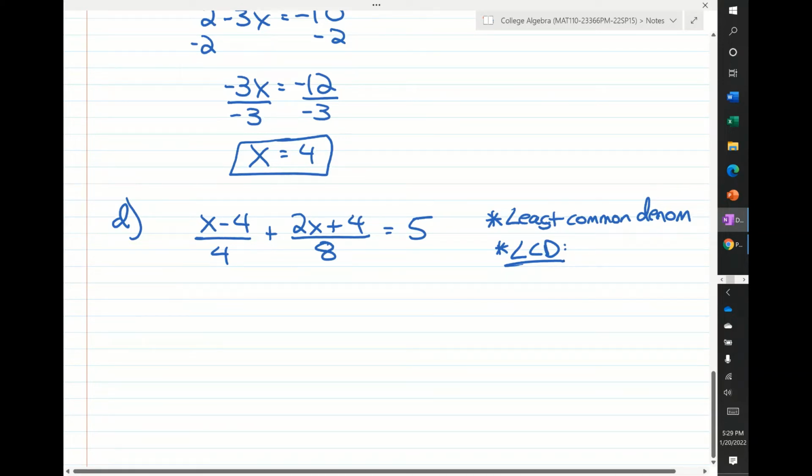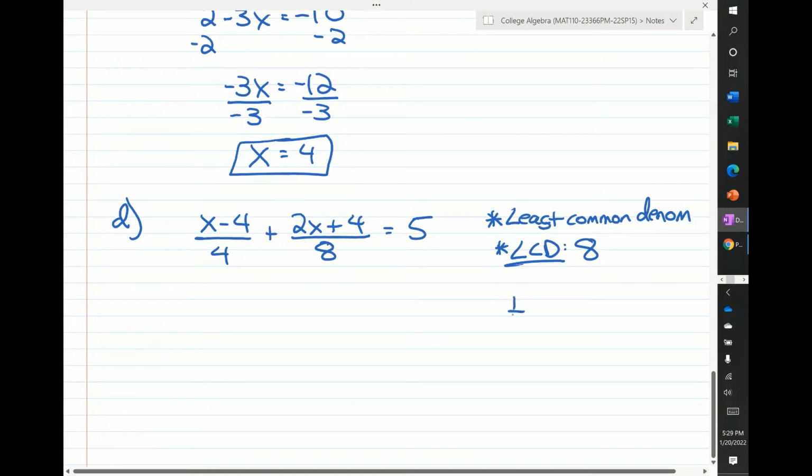If you say 4, can you divide 4 by 4? Yeah. Can you divide 4 by 8? No. I heard somebody say 8. Can you divide 8 by 4? Can you divide 8 by 8? That's the smallest number that you could do that. You could also use 32, you could use 16. The smallest number that you could divide by 4 and 8 is 8. That's the least common denominator.